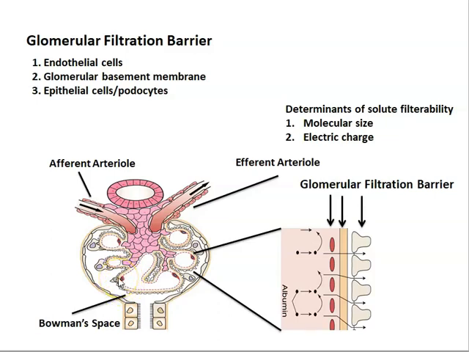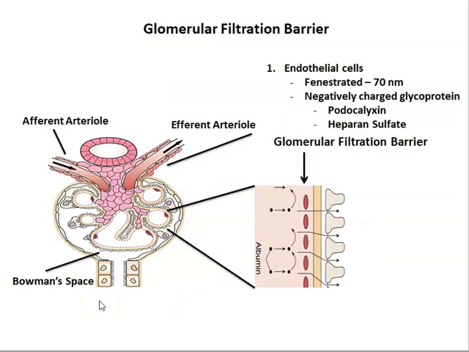Again, I'm recapping this point. Larger molecular weight and negatively charged molecules are unable to pass through the glomerular filtration barrier. However, those with smaller molecular weight and positive or neutral charge are able to diffuse through the glomerular filtration barrier. Now, we shall be discussing the characteristics of each layer.